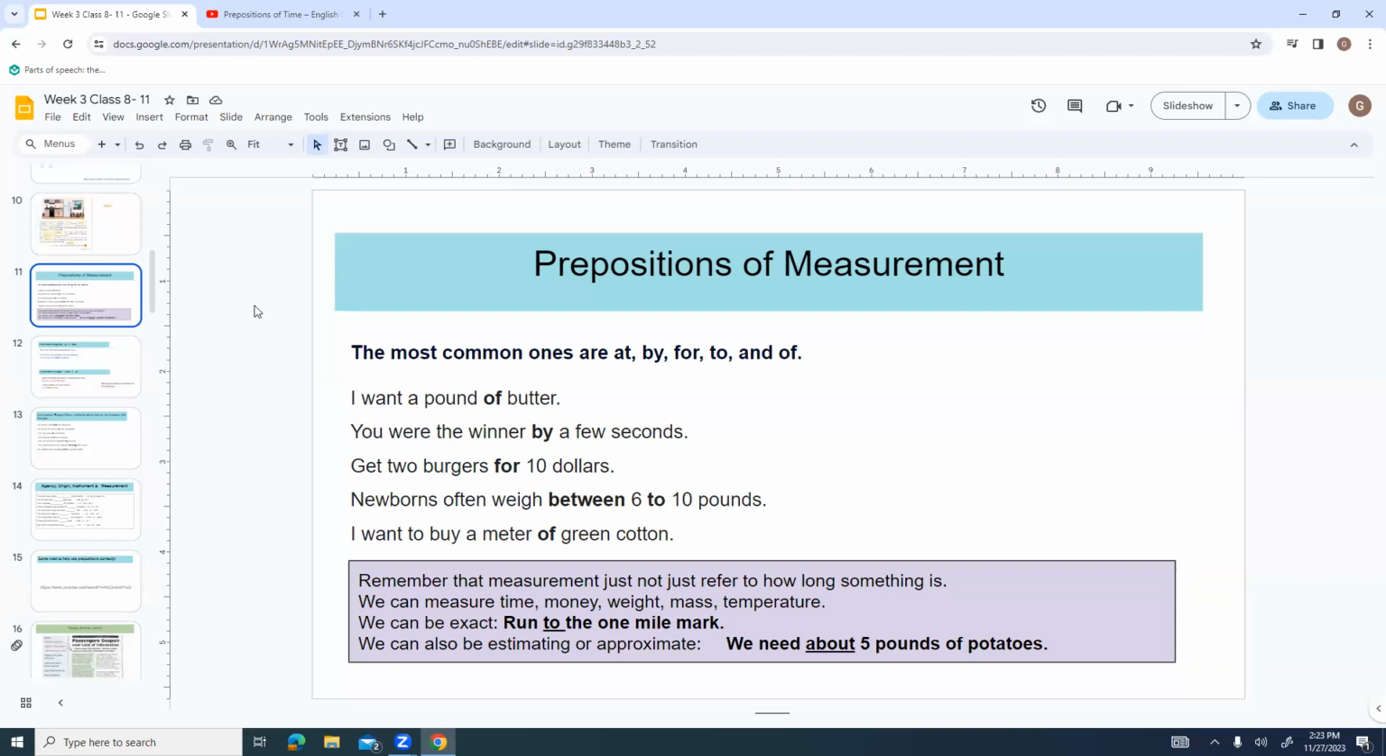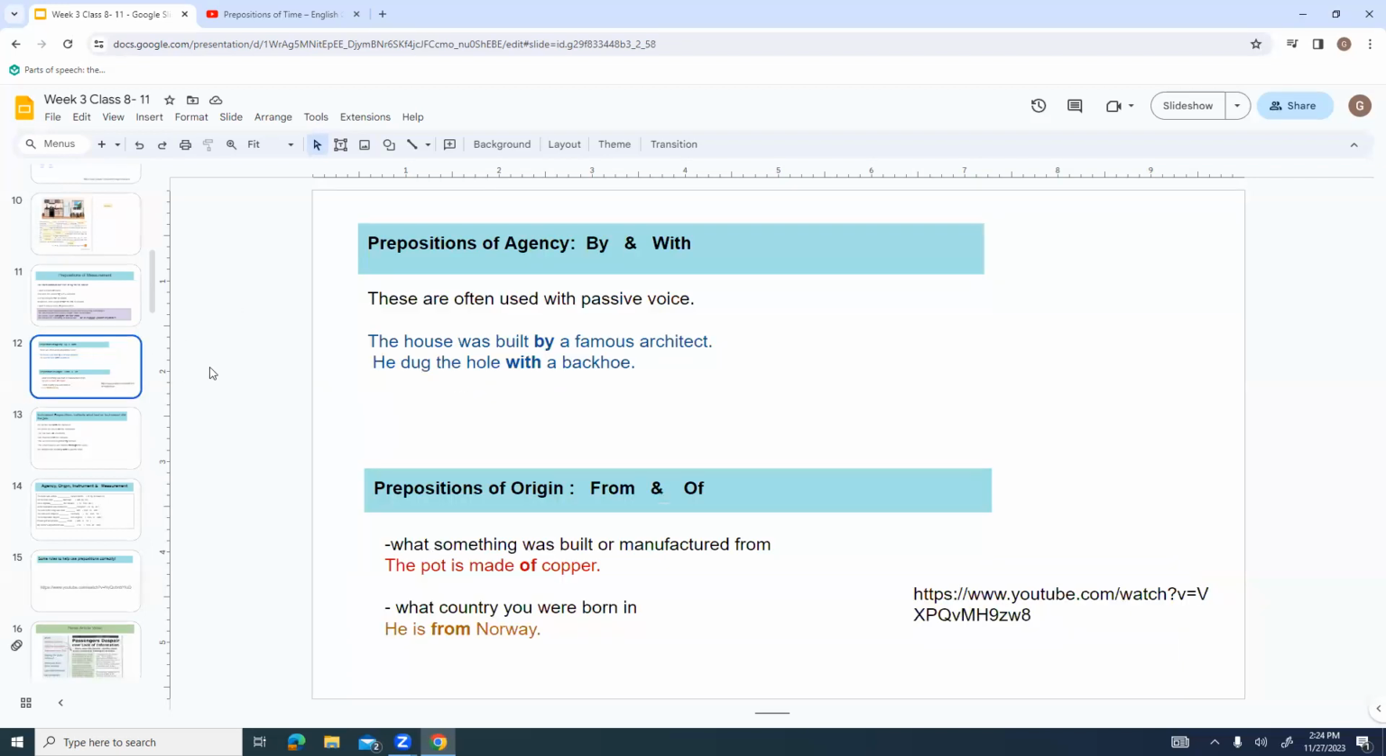Remember that measurement is just not how long something is. You can measure things like time, money, weight, mass, temperature. I tried to show those examples here. You can also be very exact, like run to the 1 mile mark, or you can be estimating or approximate, like we need about 5 pounds of potatoes. I'm going to do one more. I don't want to run out of time is the problem.